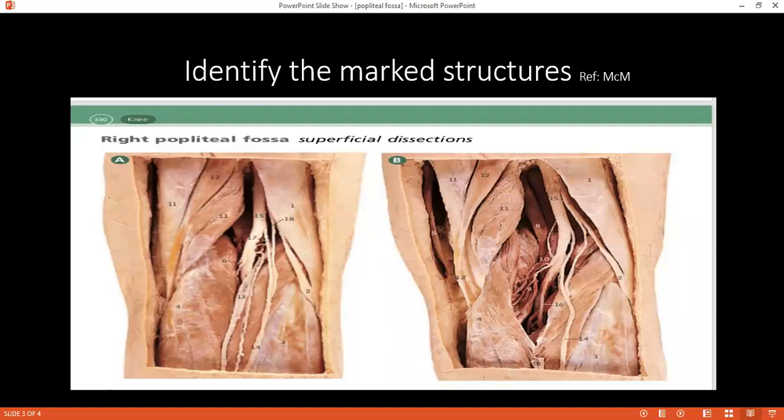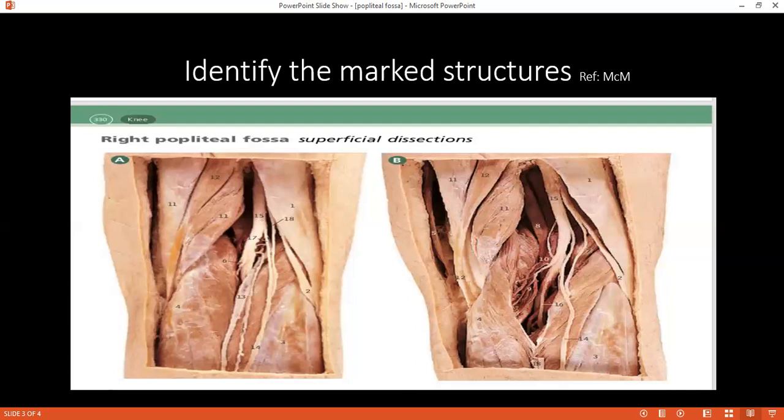Can you tell me what are the contents of the popliteal fossa from superficial to deep? From superficial to deep, there is the long saphenous vein. Then on the deeper surface, from lateral to medial, common peroneal nerve, tibial nerve, popliteal vein, and popliteal artery. Other structures are posterior popliteal lymph nodes, posterior femoral cutaneous nerve, and the descending genicular branch of obturator nerve.